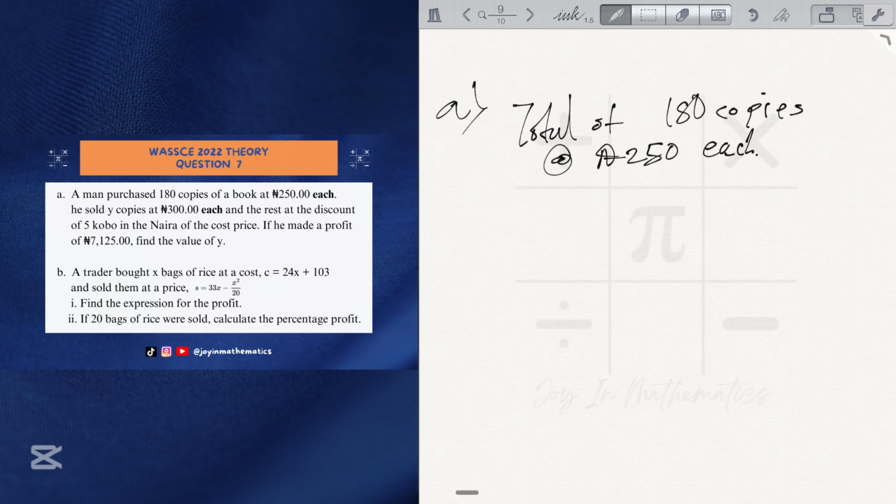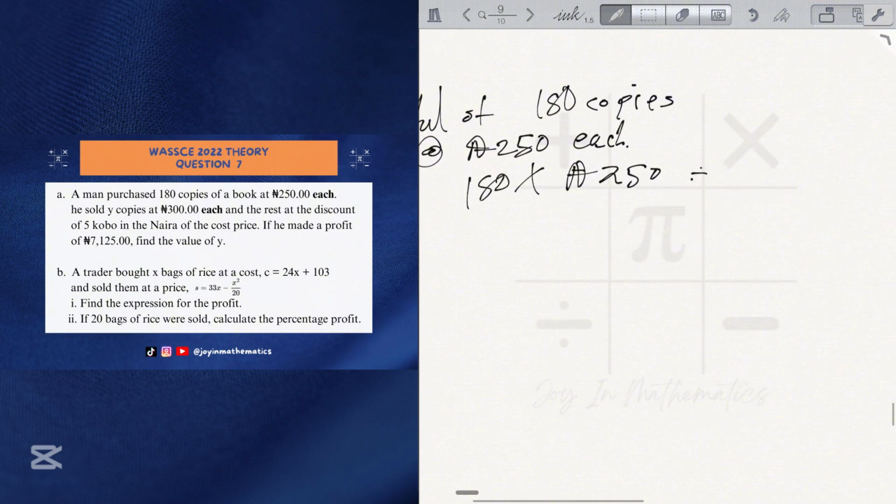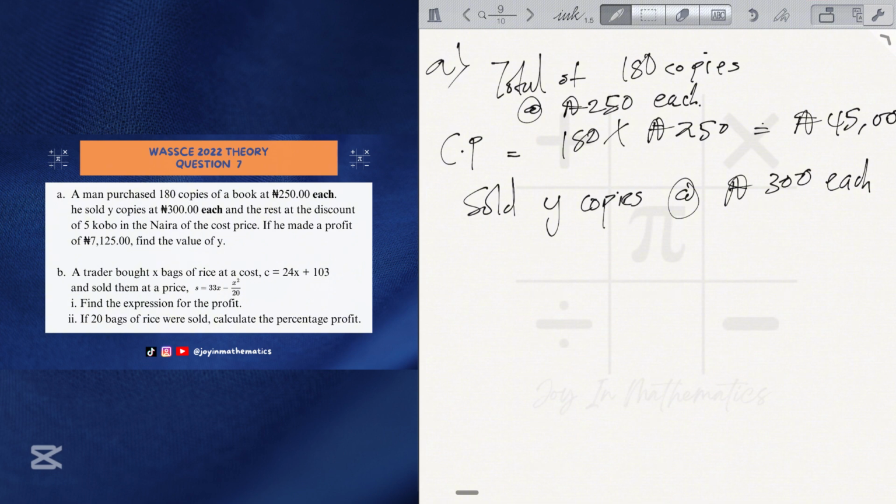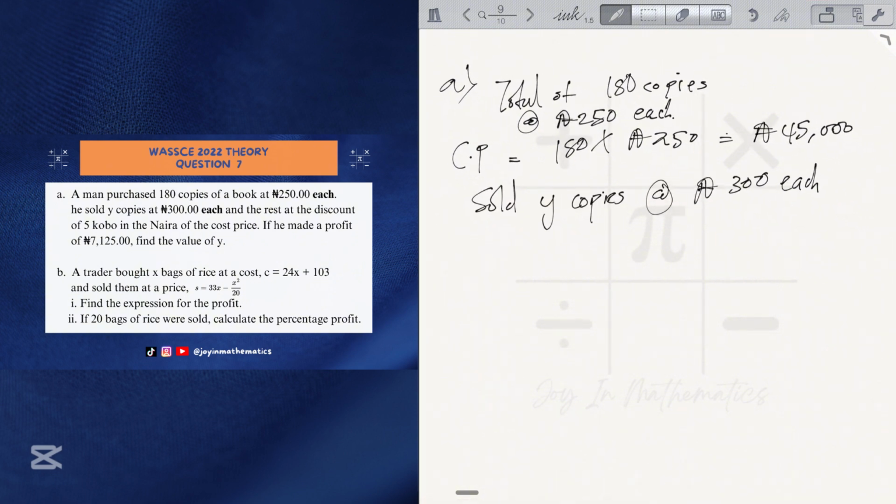Now, in this case, that means we are saying that the cost price, the price that he bought it, is equal to 150 copies multiplied by 250 naira, and that is equal to 45,000 naira. Now, in the same vein, he moved further and then he sold. Now he sold Y copies at 300 naira each, and thereafter he sold the rest.